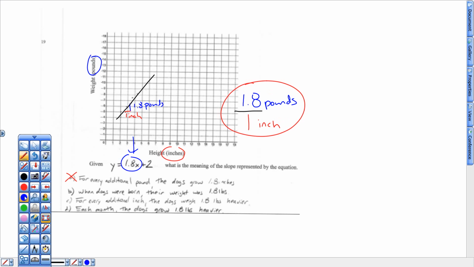This one, when dogs were born, that is a time unit. None of these units have anything to do with time. For every additional inch, the dogs weigh 1.8 pounds heavier. There it is. As you go up an inch, your pounds go up by 1.8. And then this last one, look, this is another time. There's no time issue. Time would be like hours, weeks. None of these units, inches, pounds, talks about time. So throw that one in the trash.